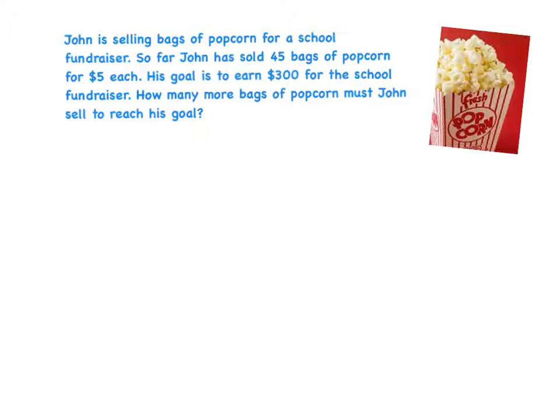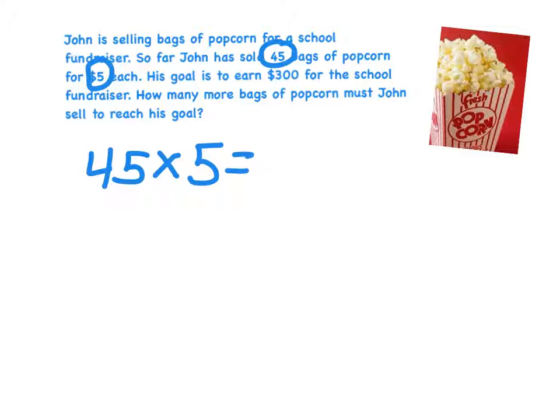So I want to start here with what I already know. And I know so far John has already sold 45 bags of popcorn, and that those bags he sold for $5 each. So whenever I see each with a period, it usually means to multiply. So I want to take 45 times 5. And when I multiply that out, I get 225. And what does that represent? Well, if each bag costs $5, that represents the dollar amount. So $225 he has earned so far.